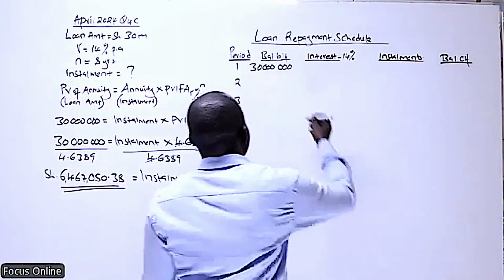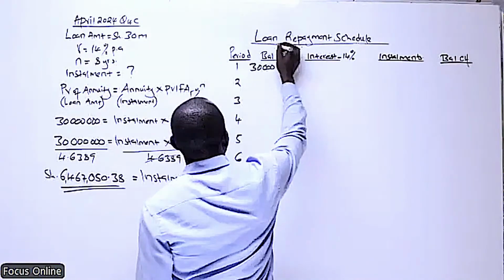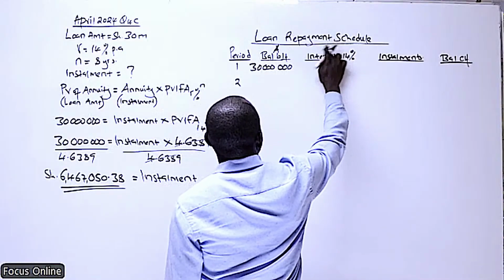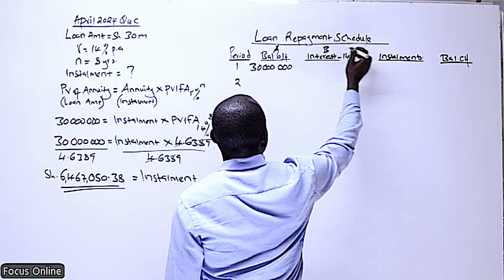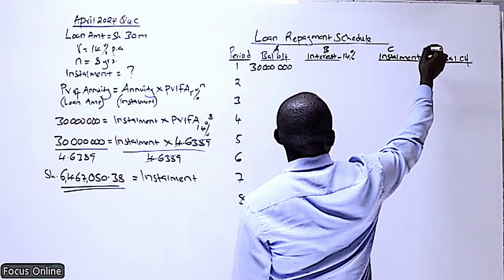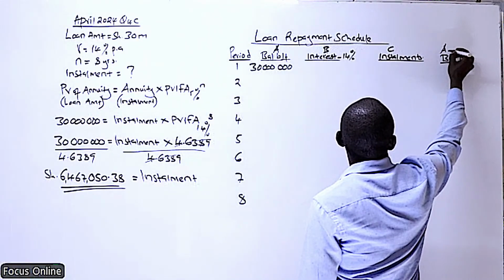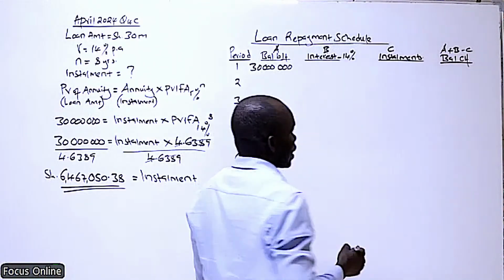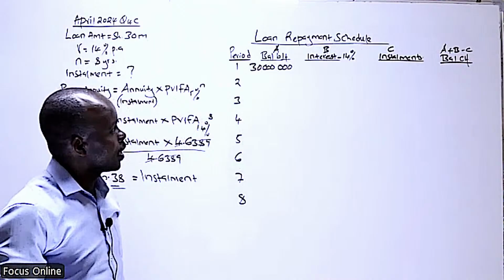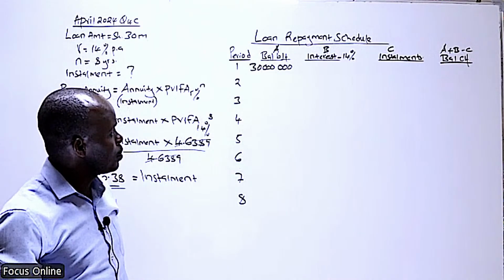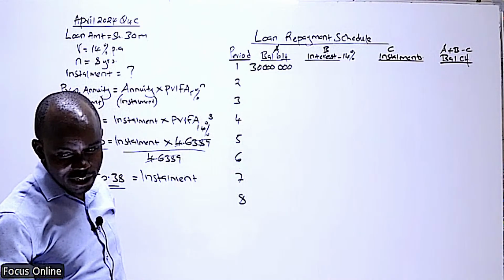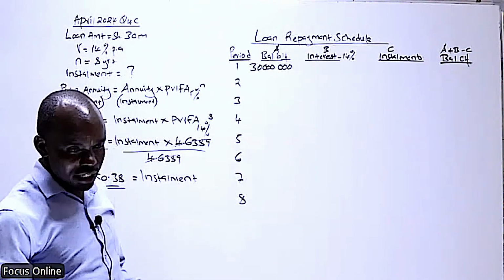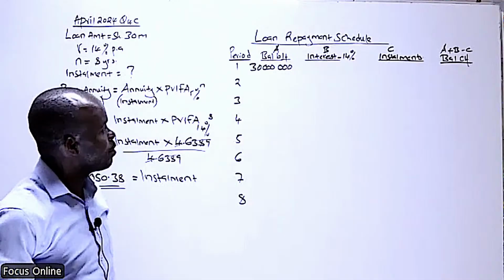So say this is A, this is B, this is C. So this is A plus B minus C. The balance carried forward is A plus B minus C. Remember, the installment reduces the amount of the loan, but interest increases the amount of the loan.